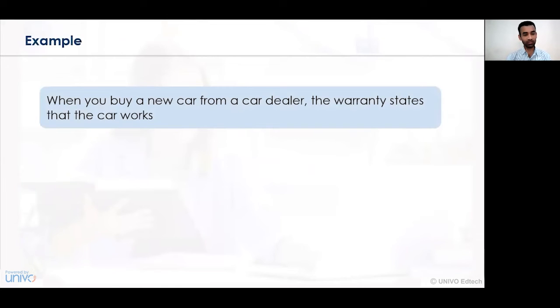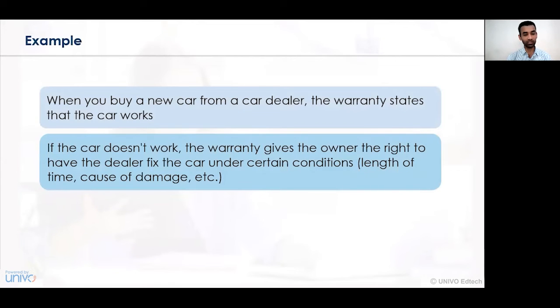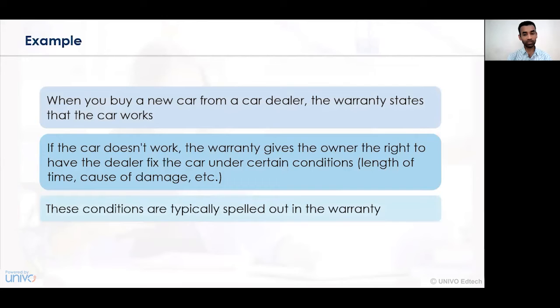Now let's take another example in this particular scenario. So when you buy a new car from a car dealer, the warranty states that the car is working. And after a stage, that is after the usage of a particular car, when you take the car to your home, you find that the car is not working. So here in this case, the car being in the particular warranty period, that is either 1 month or 6 months or 1 year or 2 years, what does the owner or the dealer do?